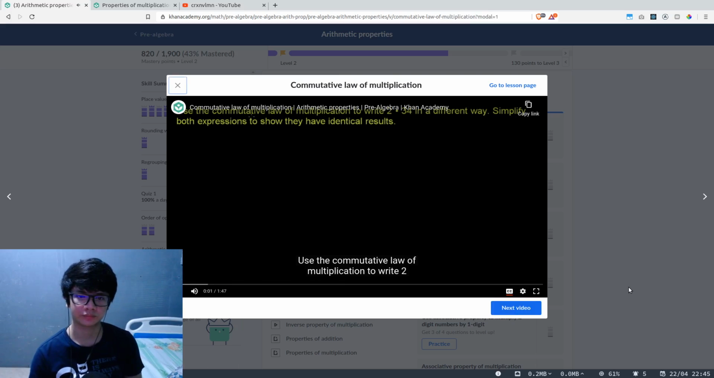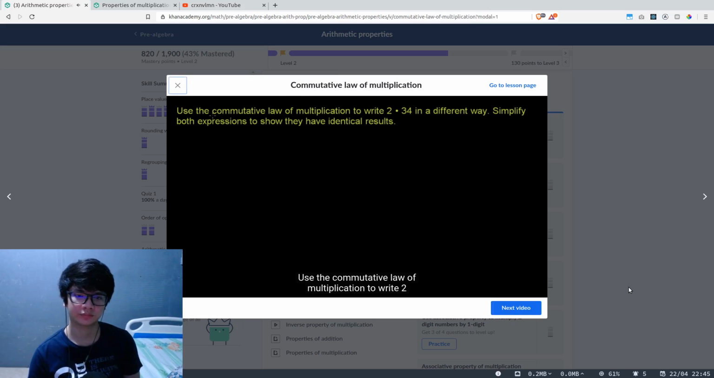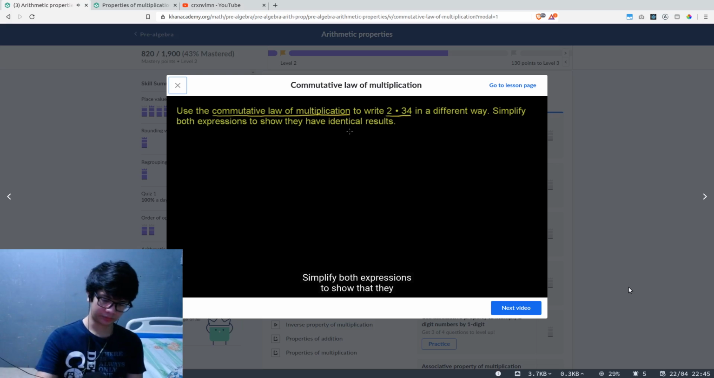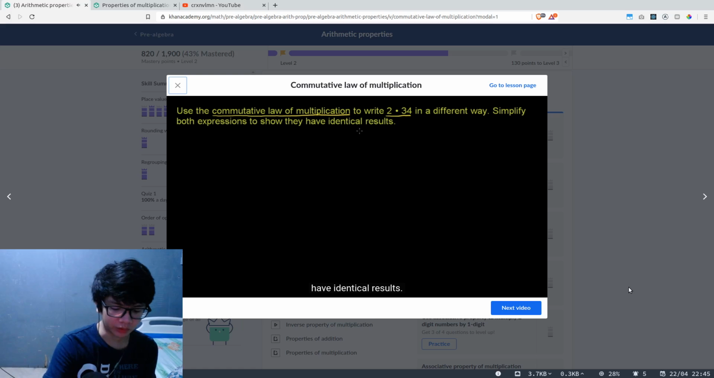Use the commutative law of multiplication. The commutative law of multiplication to write 2 times 34 in a different way. Simplify both expressions to show that they have identical results.